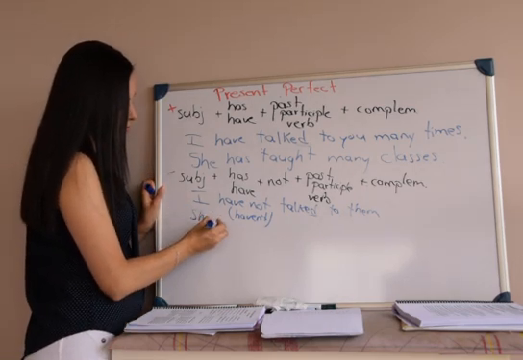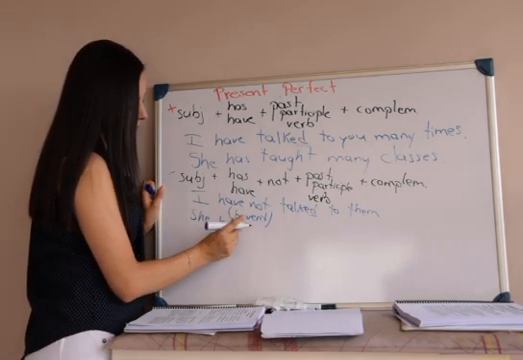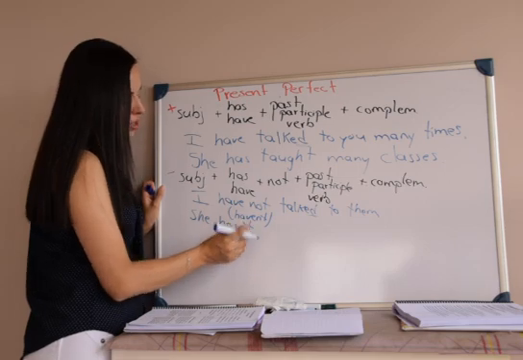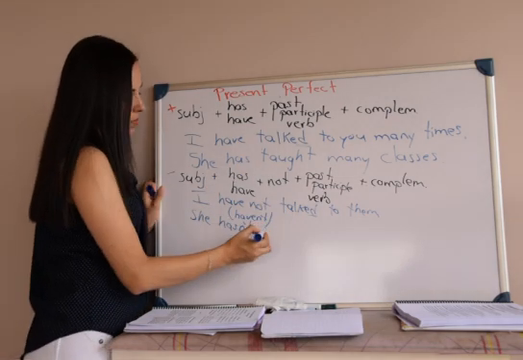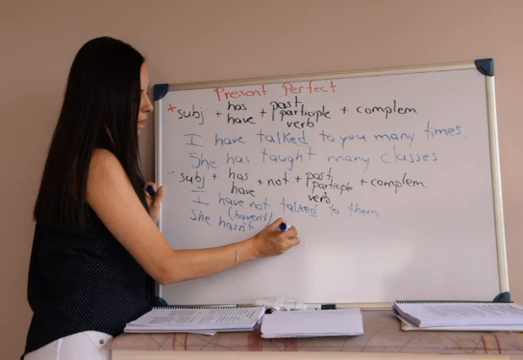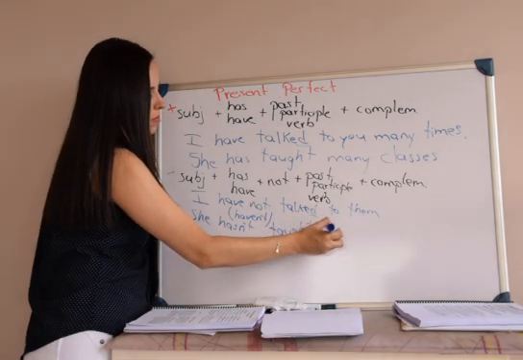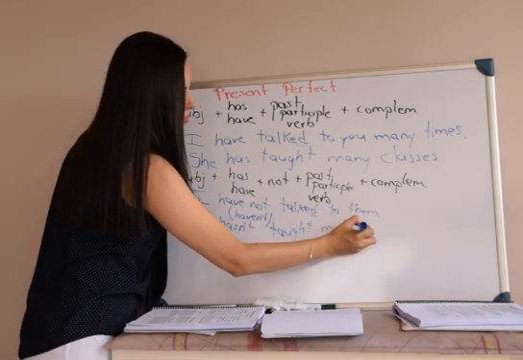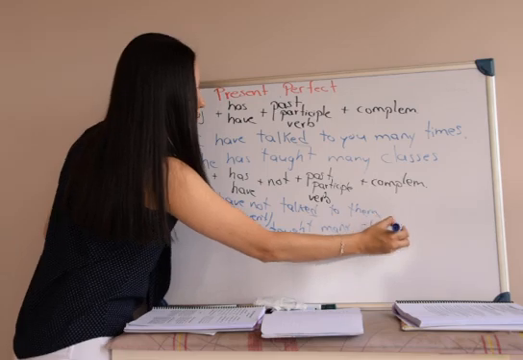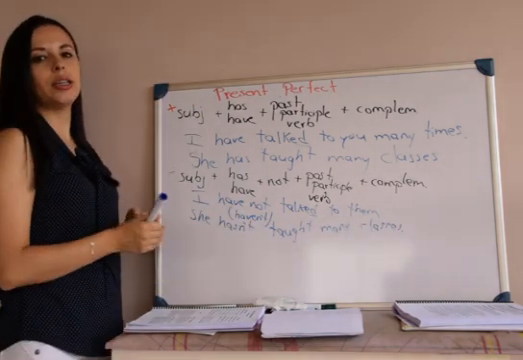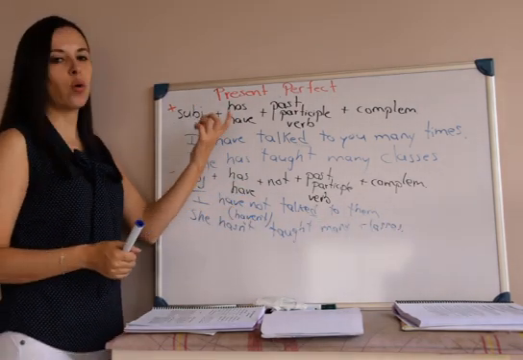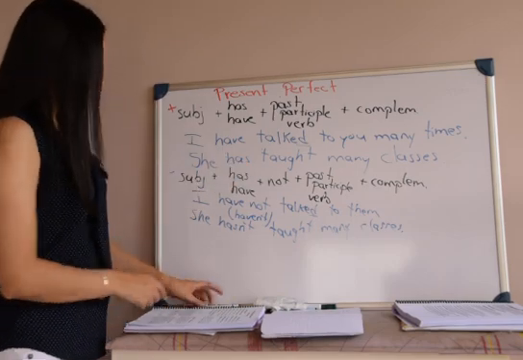Or she hasn't or she has not taught many classes, right? So it's the same, but we need to add the not after the have or the has.